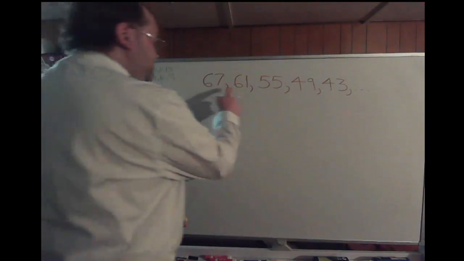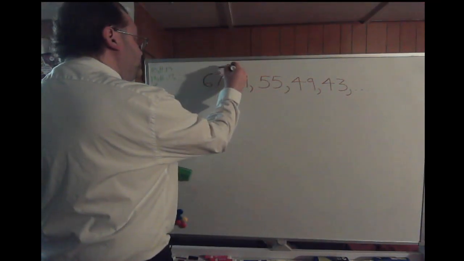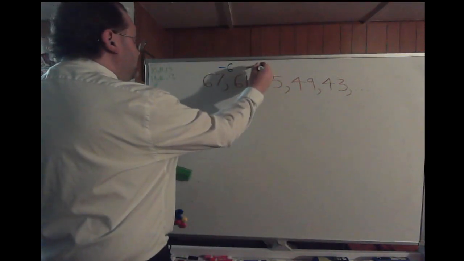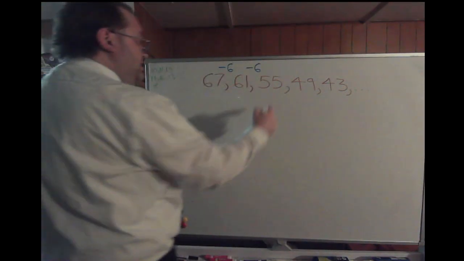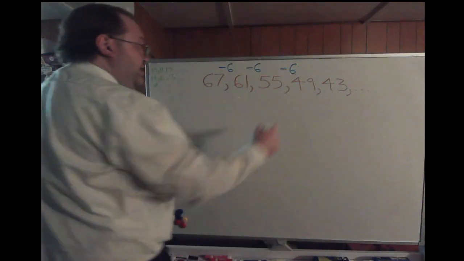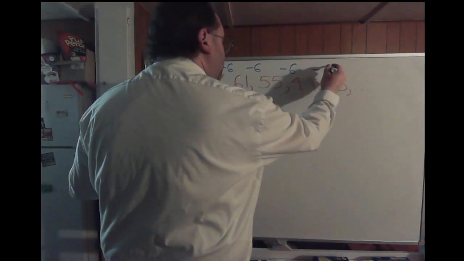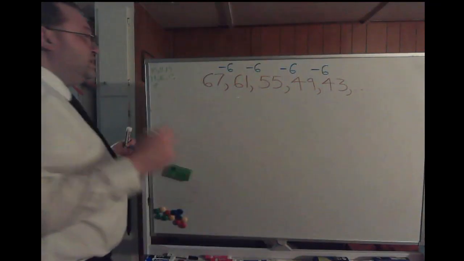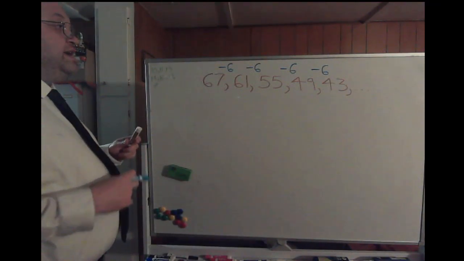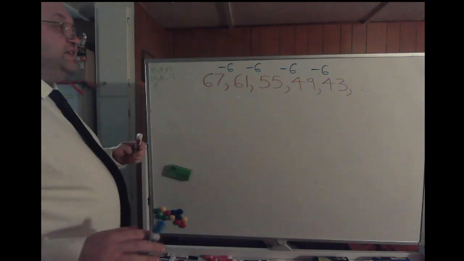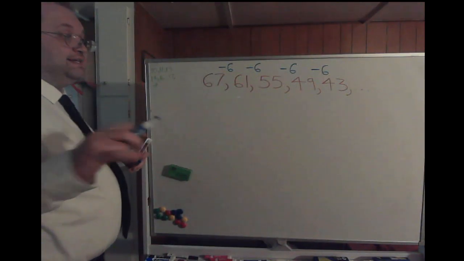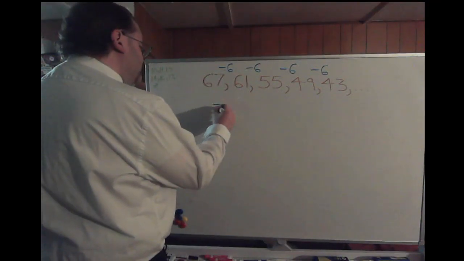To get from 67 to 61, looks like you're going to subtract 6. To get from 61 to 55, you're going to subtract yet another 6. To get from 55 to 49, you subtract yet another 6. And to get from 49 to 43, you subtract yet another 6. So it would appear, based on conjecture, that we're going to find the next 3 terms, but the very next term after 43, if we subtract 6, ought to give you 37.